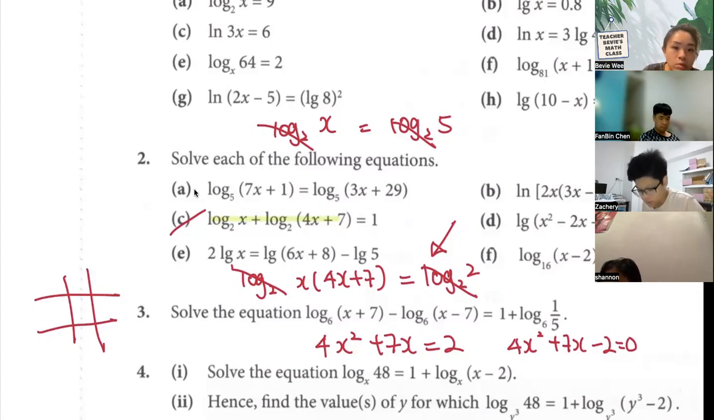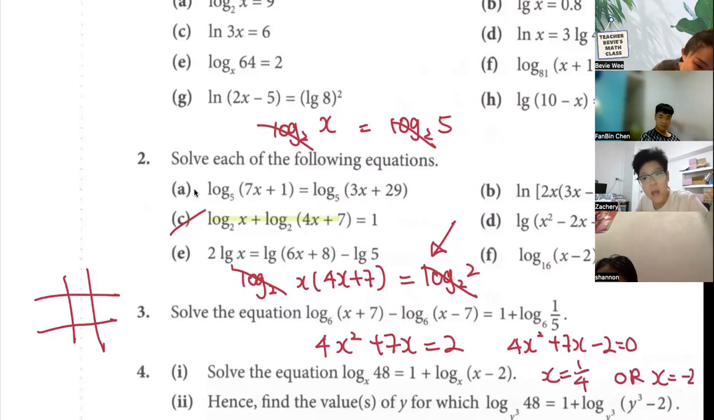X is 1/4 and -2. Did the rest get these two answers also? Just use the calculator. X equals 1/4 or x equals -2. From here, am I going to accept both or am I going to reject anything? No, they just ask you to solve. Yeah. Solve, right? I got these two answers.